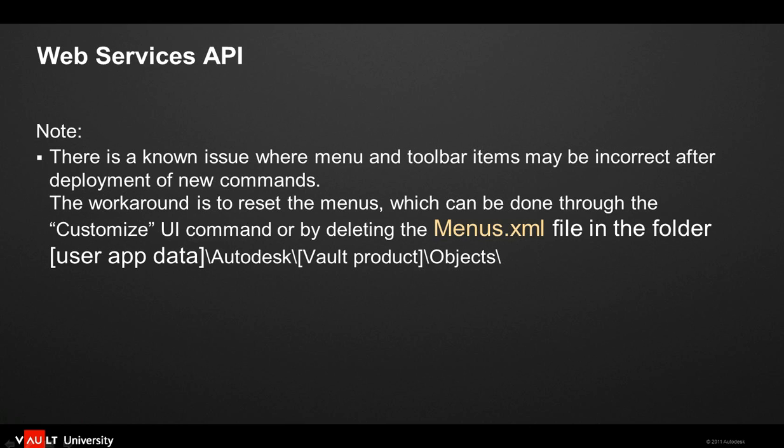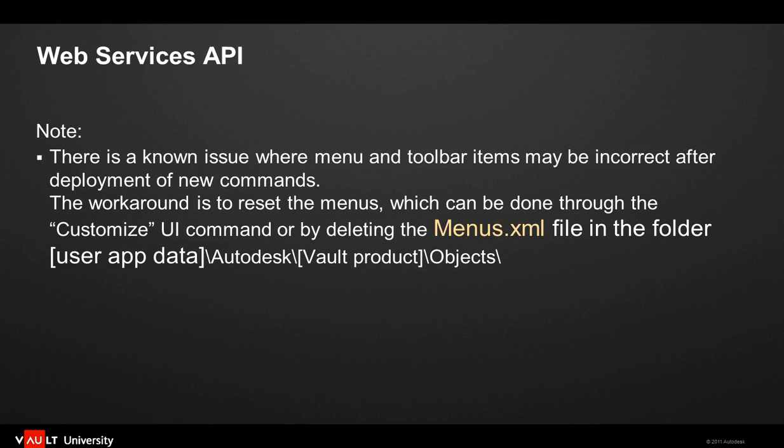Okay, so in the video I showed how to manually do the reset. There's also a programmatic way to do the reset. What you need to do is find this menus XML file, and that's going to be under the user's app data folder. So you go there, you go to the Autodesk subfolder, and then there'll be a subfolder depending on what product they have installed. So there'll be something that says like Vault Collaboration 2012 or Vault Workgroup 2012. You go into that folder and then you go into the Objects folder, and there's where you see Menus XML.